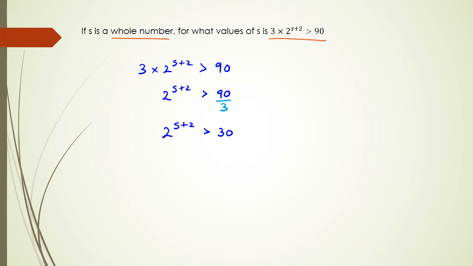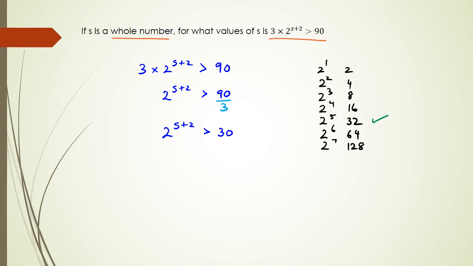Let's actually just put down all the powers of 2. For example, 2 to the power of 1 is 2, 2 squared is 4, 2 to the power of 3 is 8, 2 to the power of 4 is 16, 2 to the power of 5 is 32, 2 to the power of 6 is 64. Okay, now if I keep going, 2 to the power of 7 is 128. So let's have a look at all the values where it's actually greater than 30.